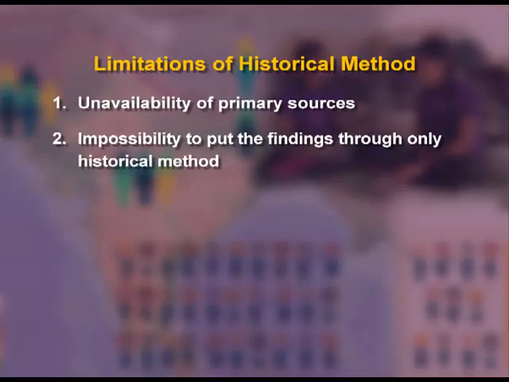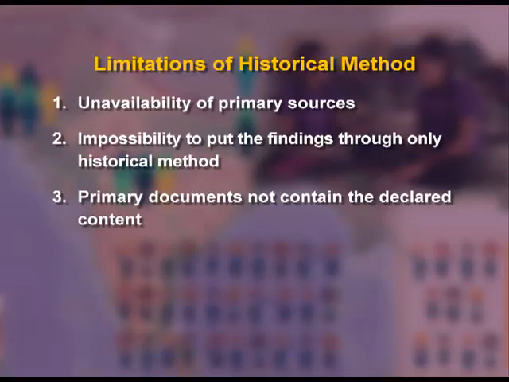Limitations of historical method. First, unavailability of primary sources. It is impossible to localize the source. The document is still hidden. It has not been registered, has been filed into a wrong cardboard, and has not been stated in the inventory list. Second, impossibility to put the findings through only the historical method. The contemporary witnesses are not alive, and there is no other source of information as to the given issue.